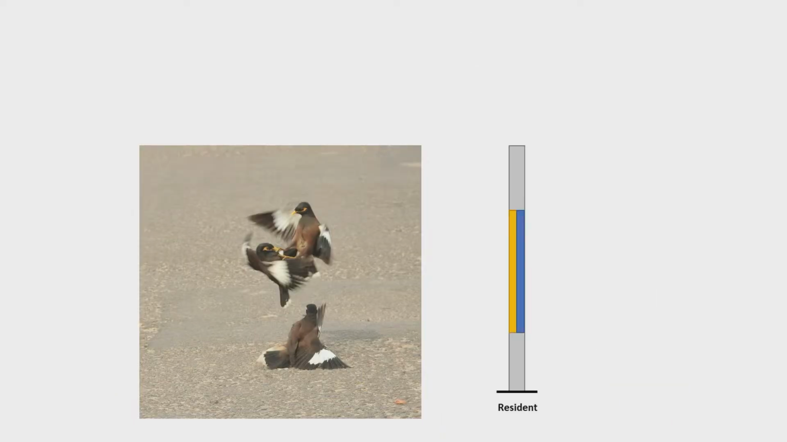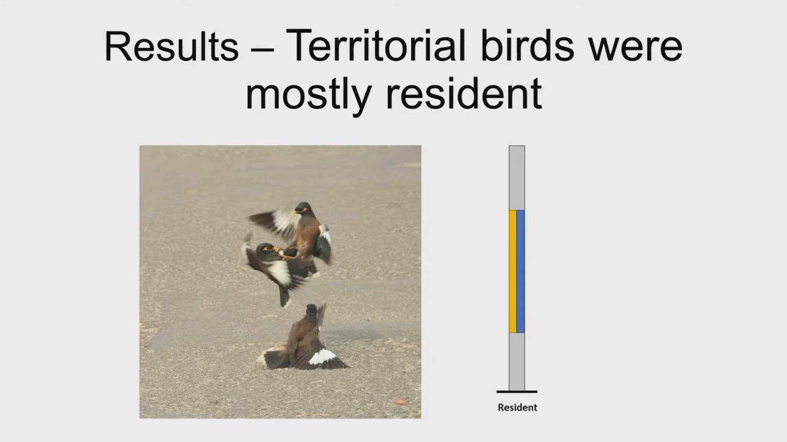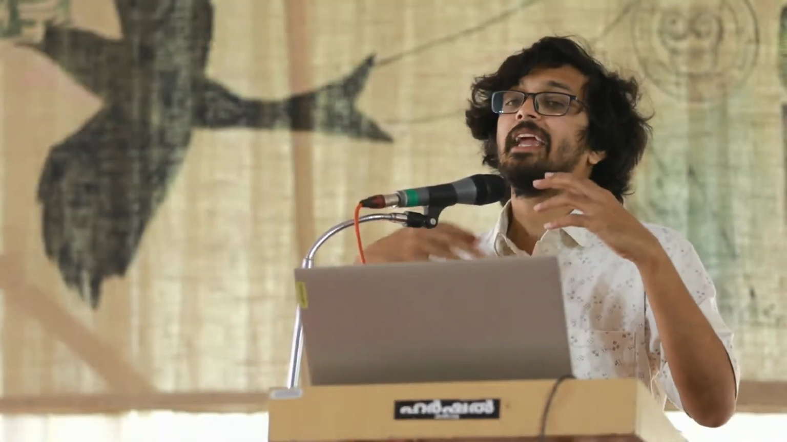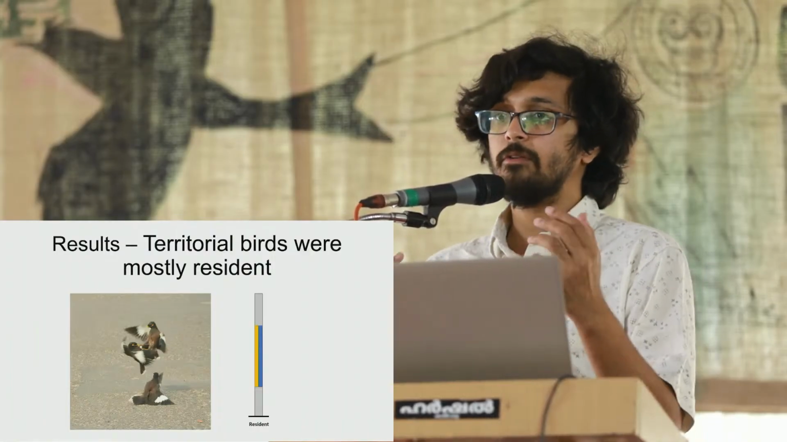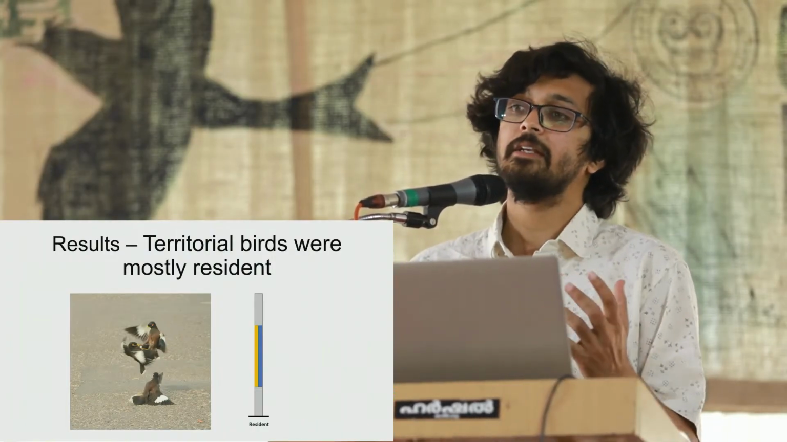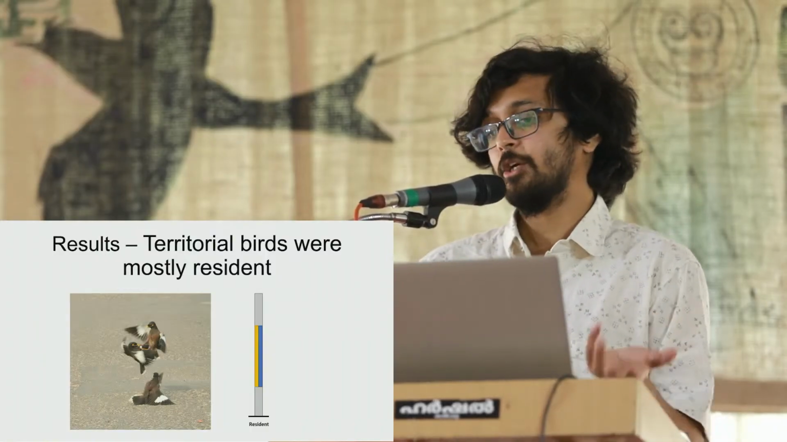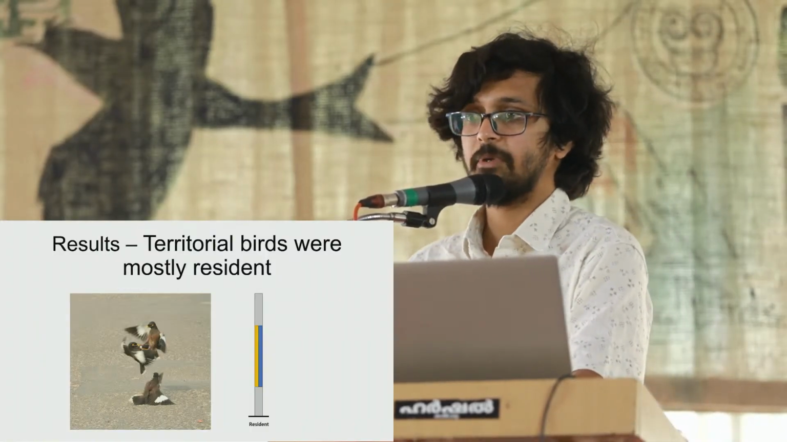The other interesting pattern we found was that territorial birds were mostly resident. So what may be happening is, if a bird is territorial, they want to maintain these territories throughout the year so that they get better breeding success in the breeding season. So they're not migrating as much as less territorial birds. Those birds don't have to worry about maintaining territories all year round, and so they are migrating, but the ones that are territorial are not migrating, which is also pretty interesting.